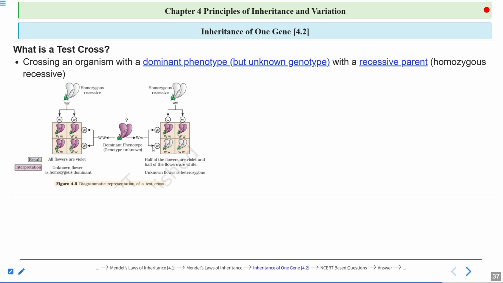Now, in the other case, on the right hand side, if the genotype is capital W small w, then half of the flowers will be violet and half of the flowers will be white. So you will get a 1:1 ratio here. If you get a 1:1 ratio, then you can tell the genotype is heterozygous. Okay, so by test cross, you can determine the genotype of the dominant parent.